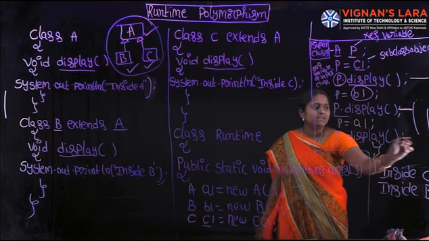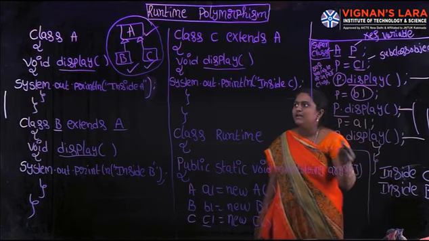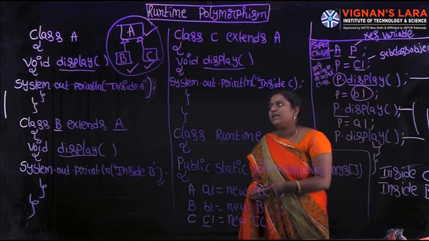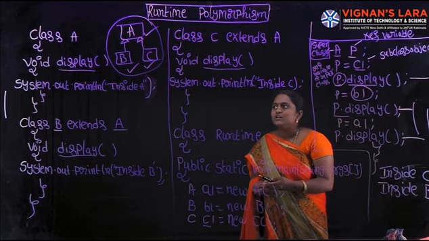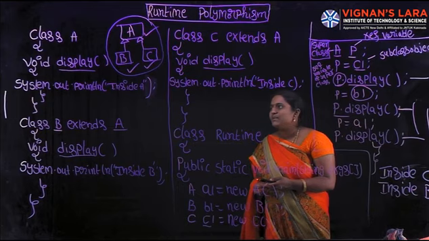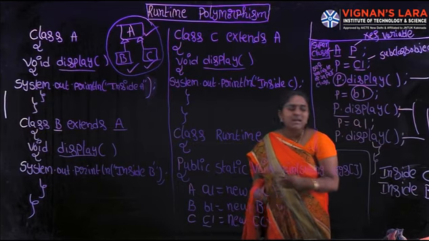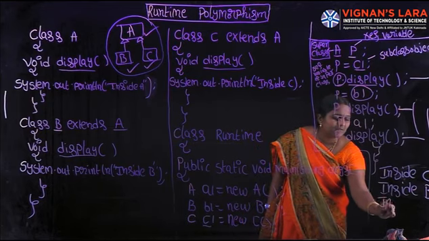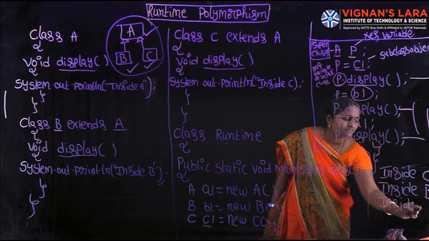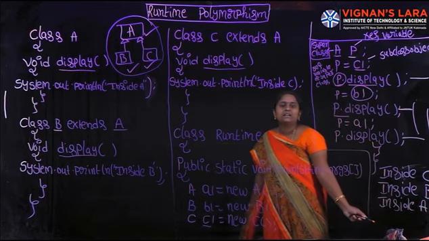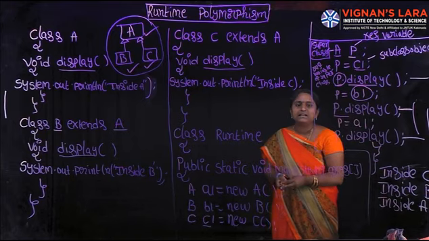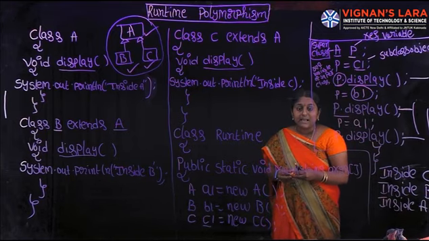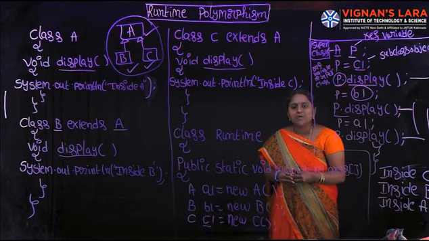So, whenever the JVM reaches this statement, it will go through the A class display method body. The corresponding body could be executing. What is the method body of A class? Inside A. It is runtime polymorphism. Runtime polymorphism, or dynamic method dispatch. Runtime polymorphism is also known as dynamic method dispatch.